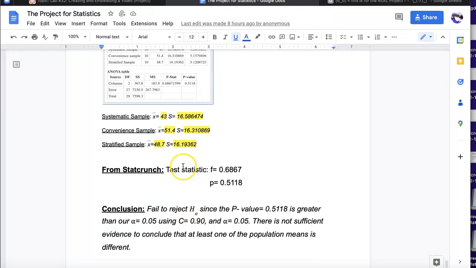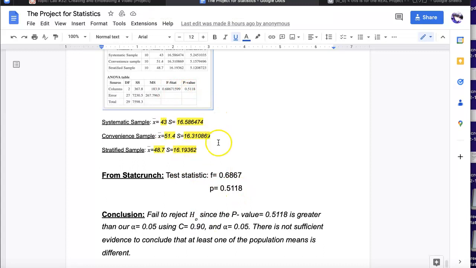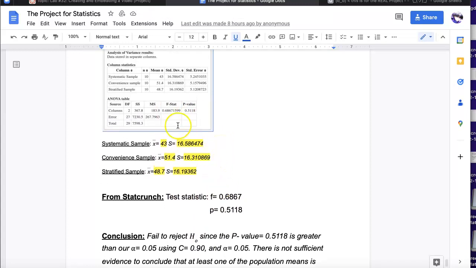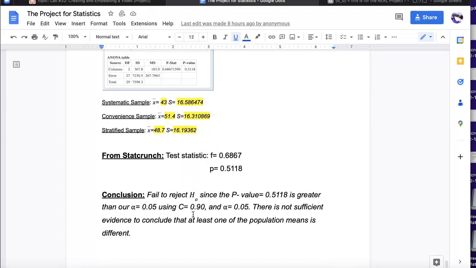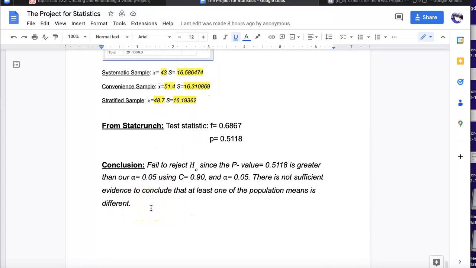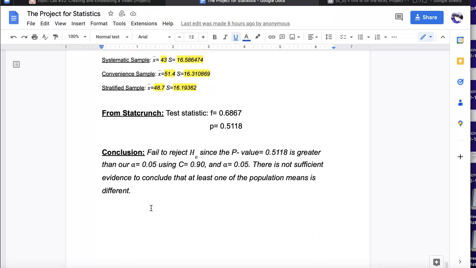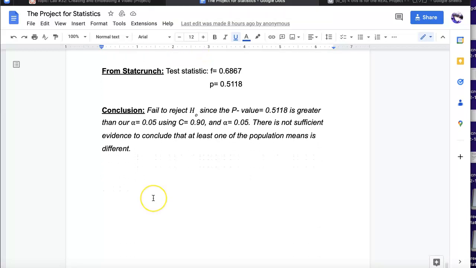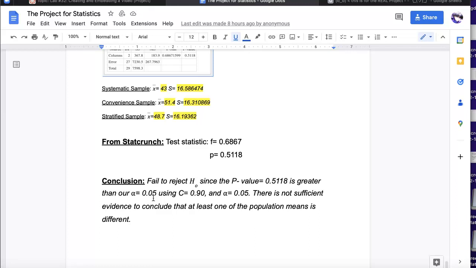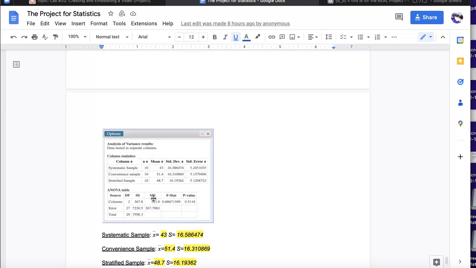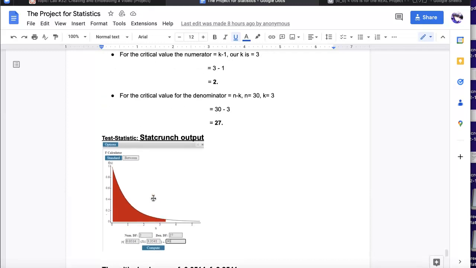So after that, the p-value is right here, and the F-stat here. So in conclusion, fail to reject H0 since the p-value, 0.5118, is greater than our alpha, which is 0.05, using confidence of 0.90 and an alpha of 0.05. There is not sufficient evidence to conclude that at least one of the population means is different. And that is part 3 for our project for statistics. Thank you.